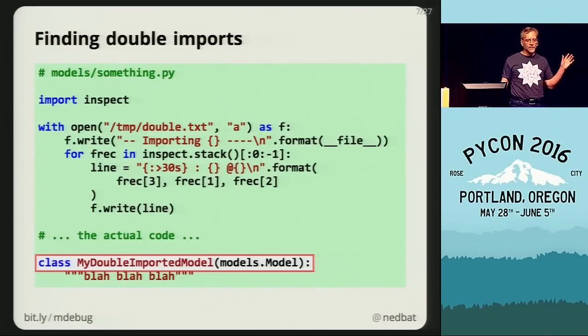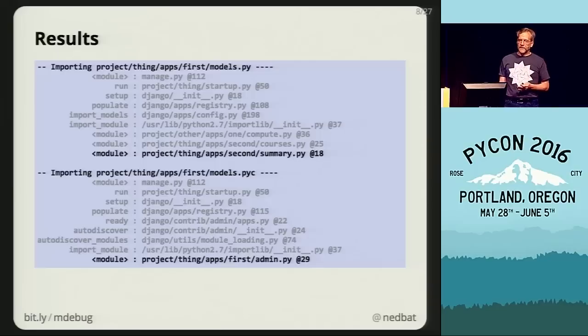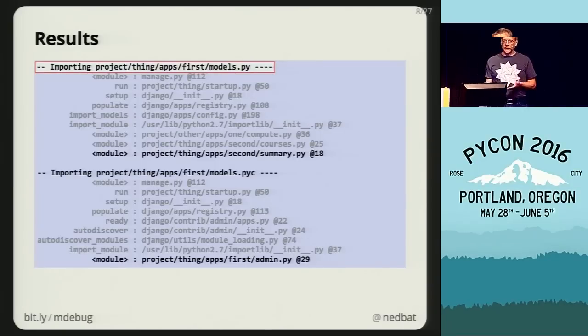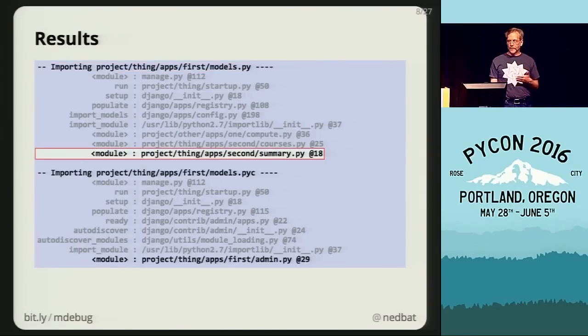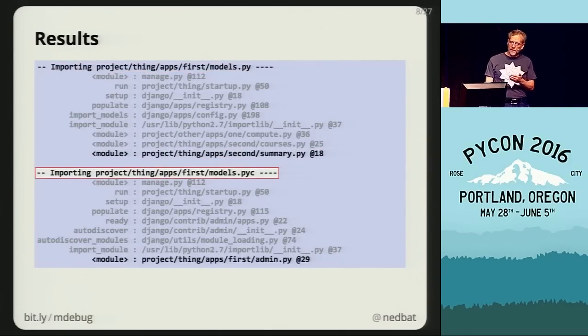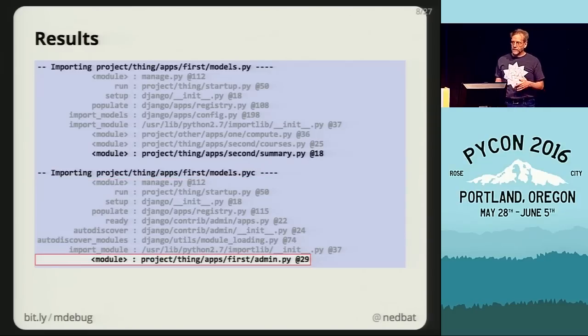But like I said, I'm doing things the wrong way because I just need to get the information I need. And when I ran it, I got results like this. It told me that it was importing first models.py, and that was being imported from this place. And it also told me that it was importing that file again, and it was coming from this place. And so now I had the two locations where the file was being imported. And both of these locations were importing it and somehow executing the file.